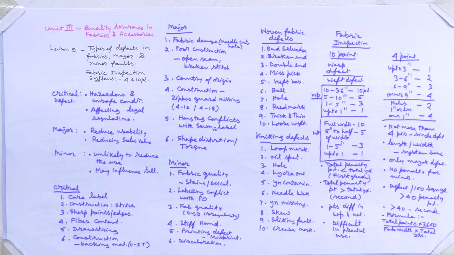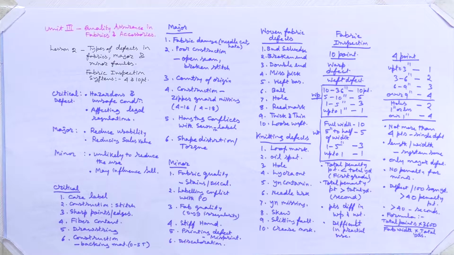And ultimately we will see the fabric inspection procedure: how the penalty points get distributed when different defects are there, how they get classified in the warp way or weft way, or both together, and then what the acceptance or rejection criteria are based on the total penalty points. So these are the different areas of interest of today's lesson: the types of defects, major and minor faults, and fabric inspection systems, 4 and 10-point.